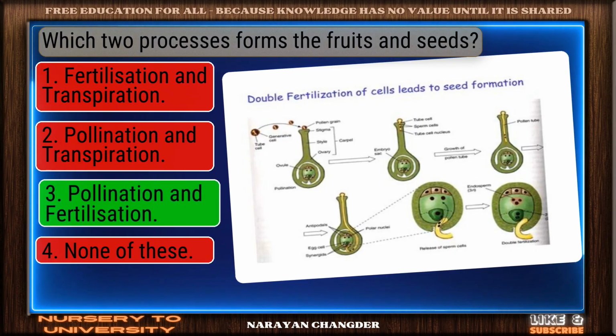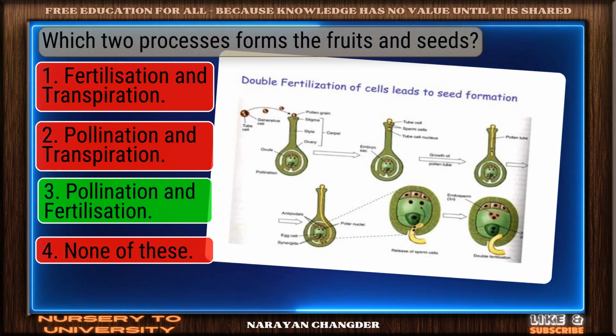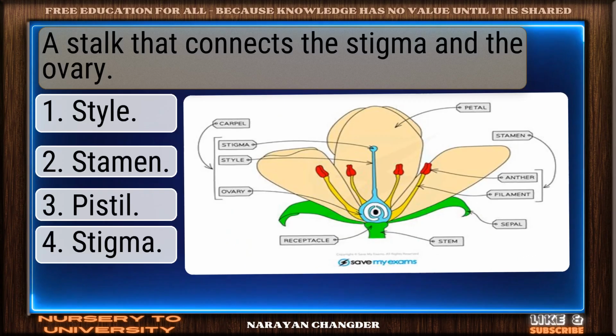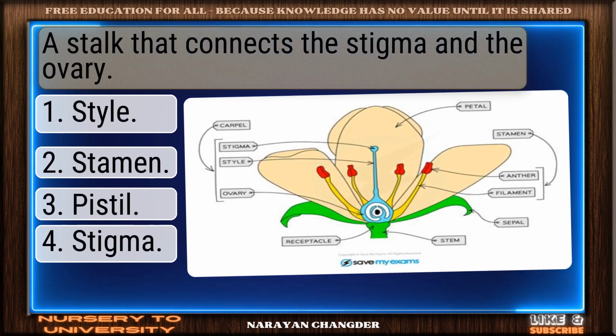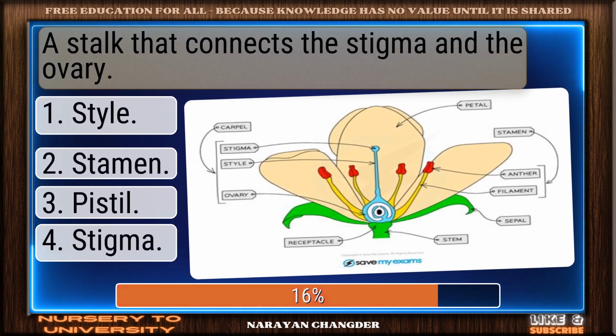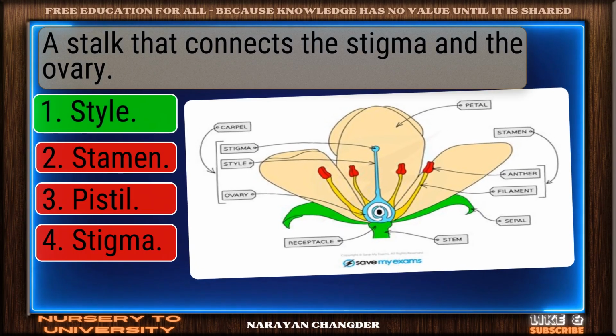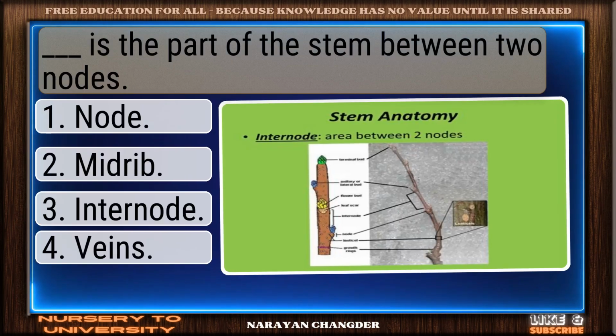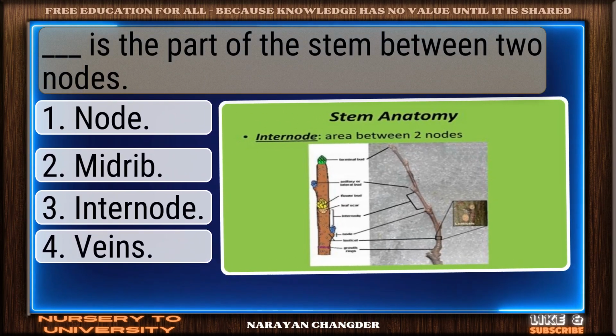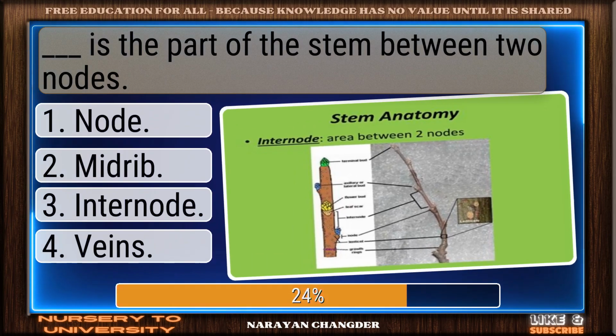Right again. Pollination and fertilization is a valid answer. A stalk that connects the stigma and the ovary. Solid response. Style is a valid choice. Dash is the part of the stem between two nodes.